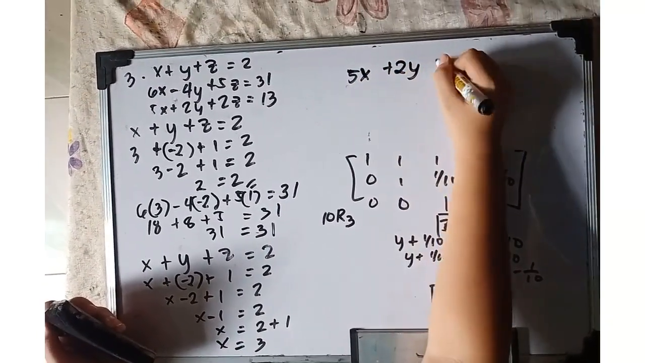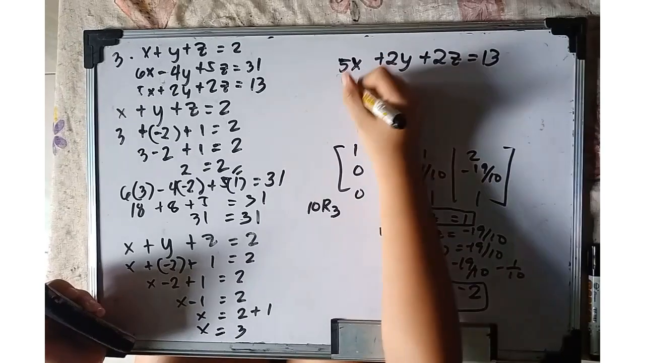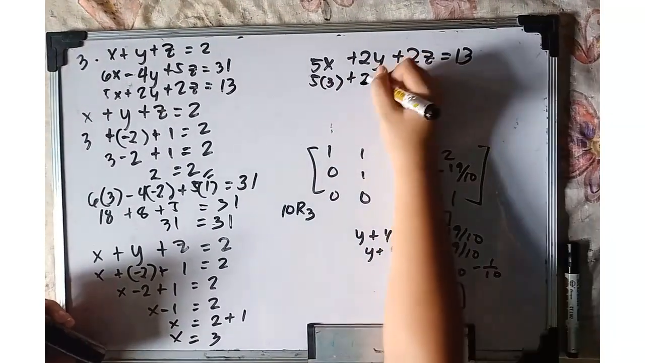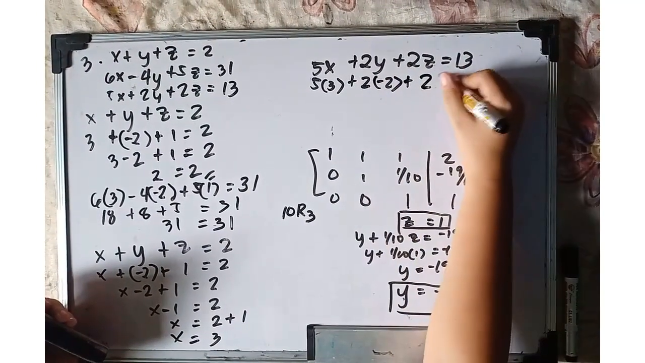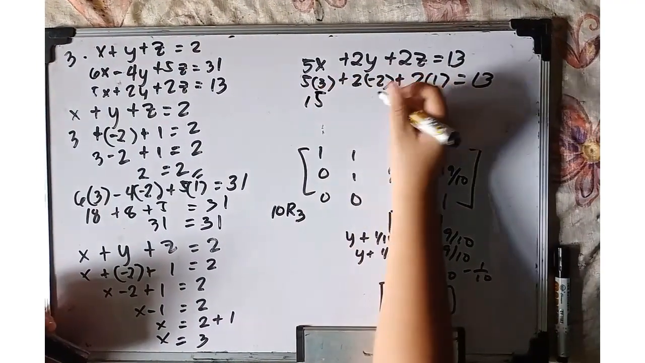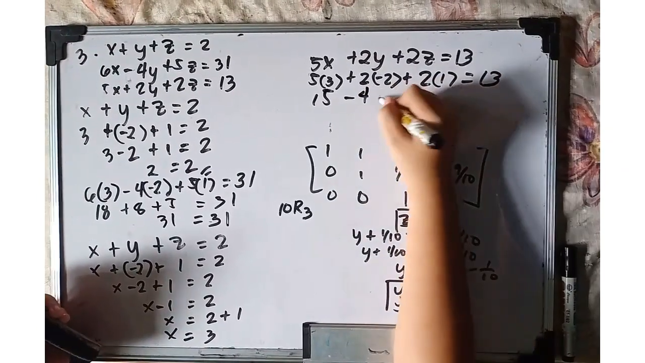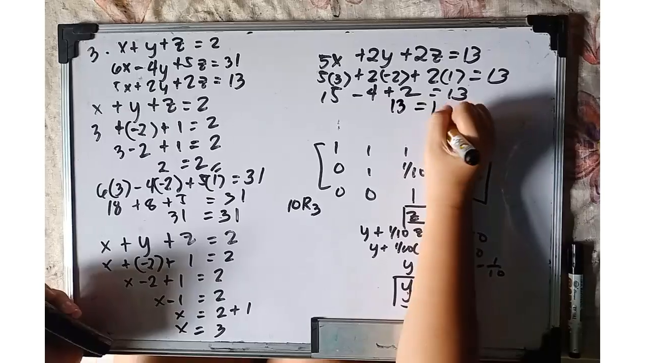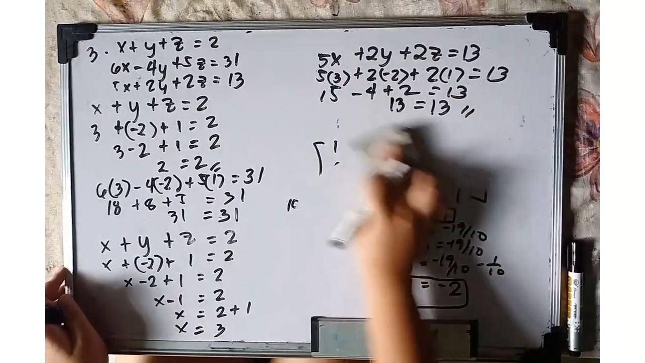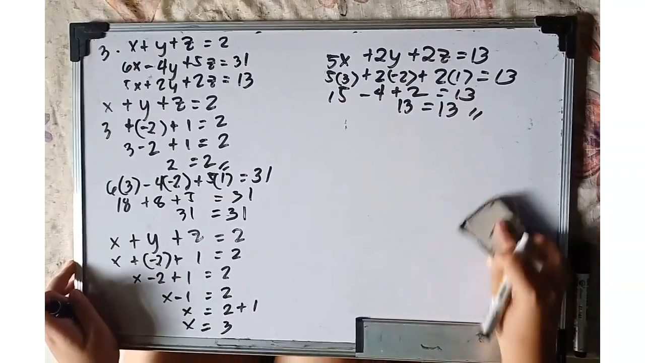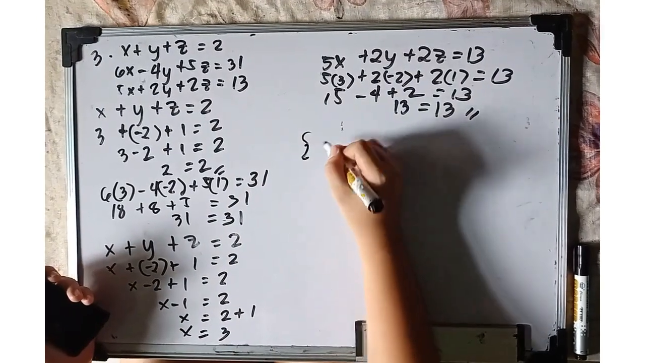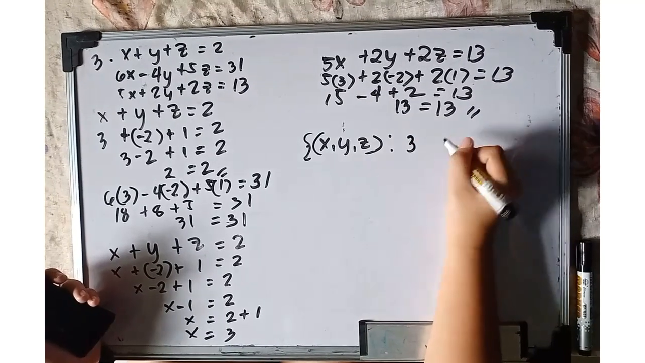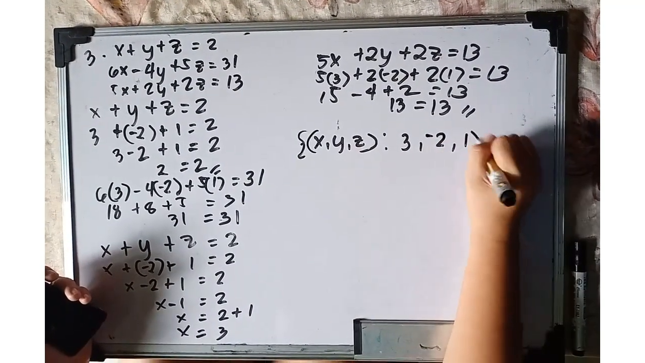And then our last equation is 5x plus 2y plus 2z is equal to 13. Substitute the x, y, and z. 5 times 3 plus 2 times negative 2 plus 2 times 1. 15 plus negative 4 plus 2 is equal to 13. 15 minus 4 is 11, plus 2, 13. So therefore, our values are correct. The x is 3, the y is negative 2, and the z is 1.